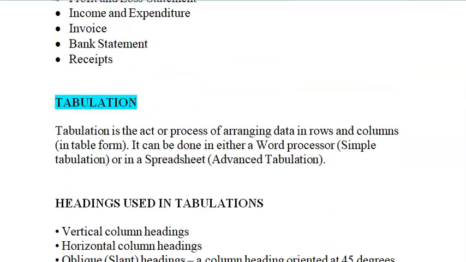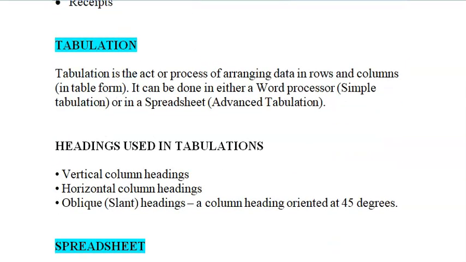Then we go to tabulation. Tabulation is the act or process of arranging data in rows and columns, basically in table form. It can be done in either a word processor or in a spreadsheet. And we have simple versus advanced tabulation, right? Advanced means that you do more things to the document than you would in simple tabulation.